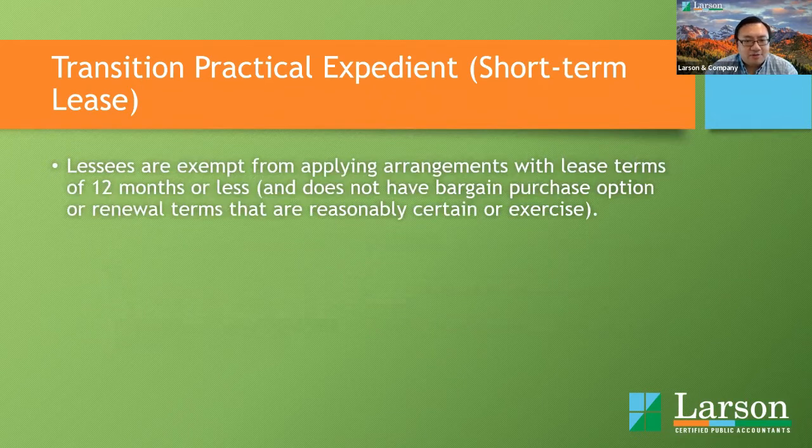And then another practical expedient that we already talked about, this is a practical expedient, not just that ASC 842 doesn't apply, is that lessees are exempt from applying it to arrangements with lease terms that are 12 months or less, and that do not have a bargain purchase option or renewal terms that are reasonably certain of exercise. And we already talked about how if you have non-consecutive leases, just a reminder, you are using the periods where you actually have control.